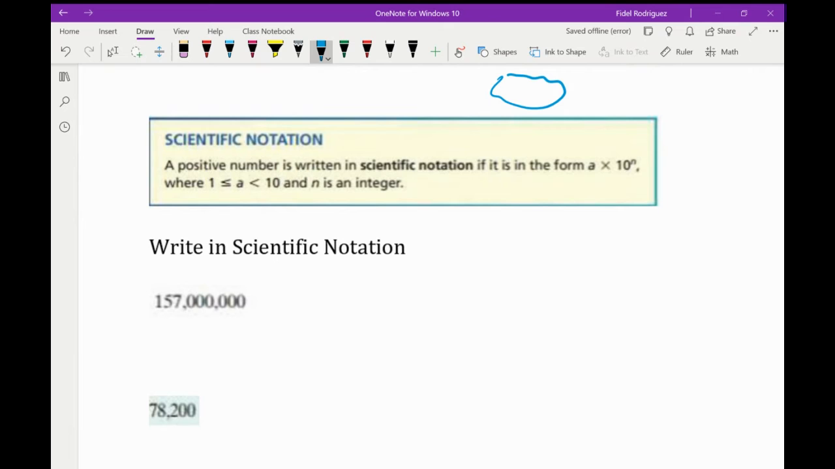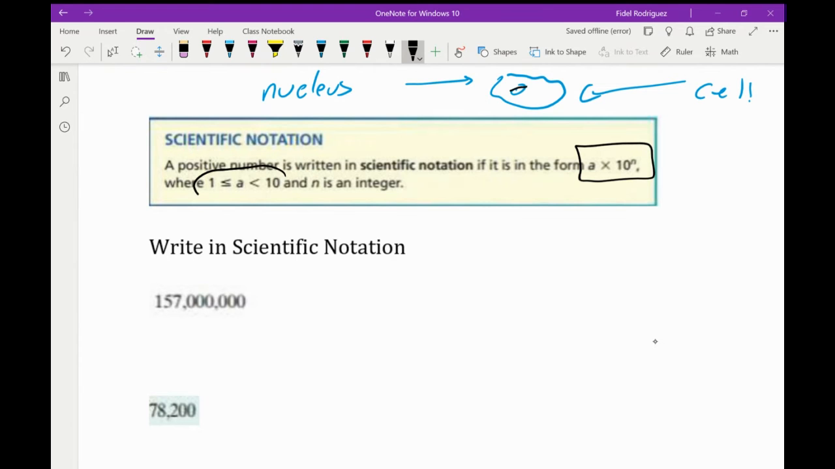And you have something like this, and we call this guy here the cell, and in the middle we have something here called the nucleus, right? And if we wanted to know how far or how wide the nucleus is, that's got to be a pretty small number. And so this is when we use scientific notation, okay? So it says, a positive number is written in scientific notation if it's in the form, and it gives me this format right here.